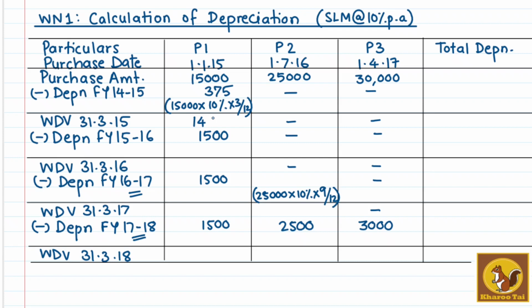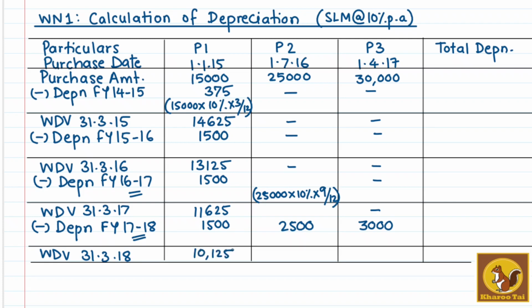14,625. From that amount, we are going to reduce 1,500. The amount is 13,125. From this amount, again reduce 1,500. That will be 11,625. Again 1,500. The amount is 10,125. So plant 1 working is done.